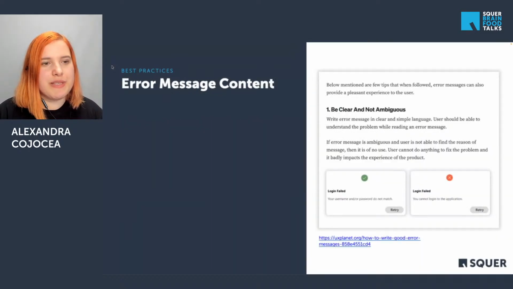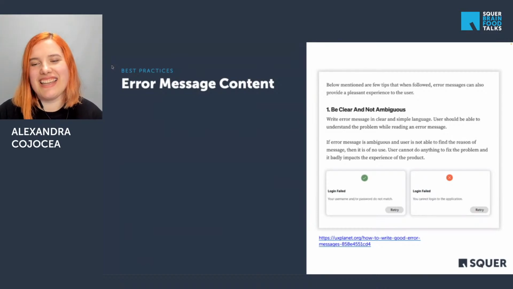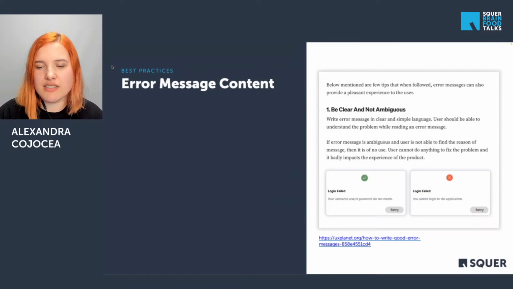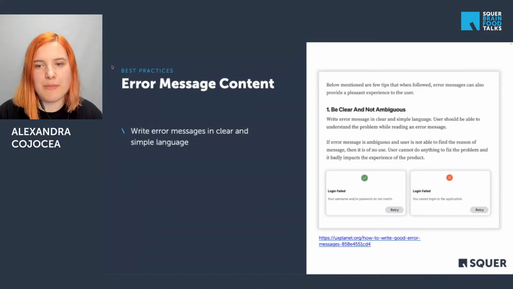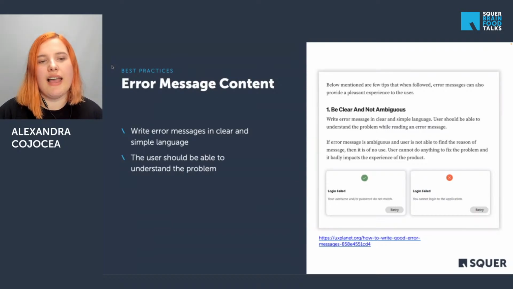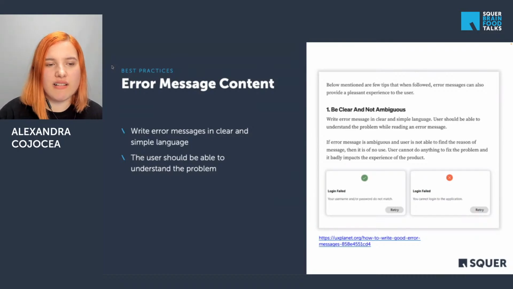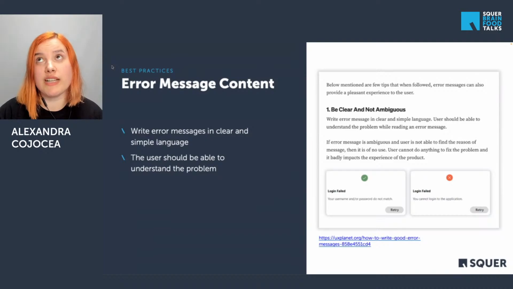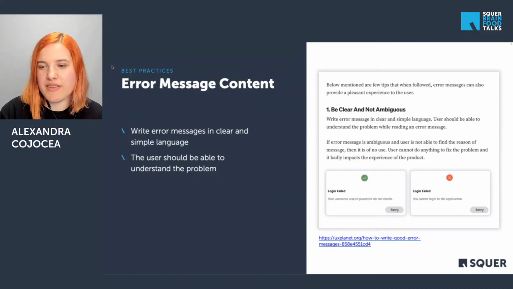And just a bit about the error message content. If you have to write them, then I would recommend this article about how to write good error messages. They have multiple examples of what to do and not to do, but it basically explains the kind of clear and simple language that you should use and how you are most likely to get the end user understanding what the problem is. But again, do take this with a grain of salt, just because, for example, in this image, you can see the wrong error messages.